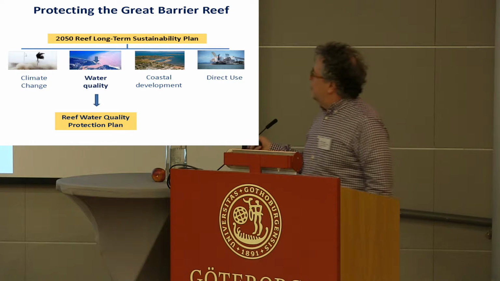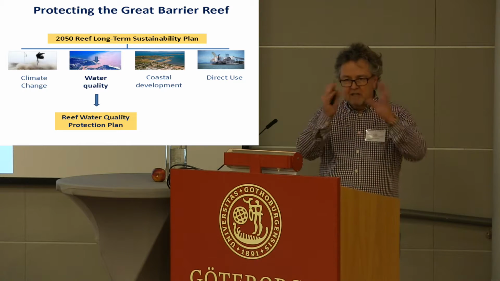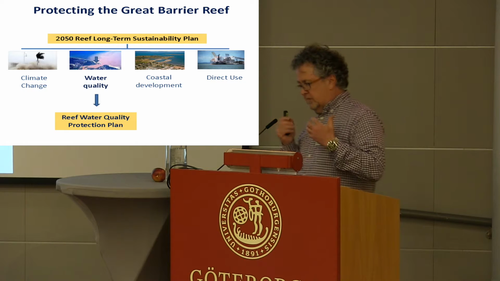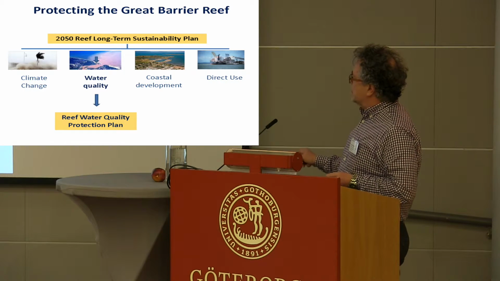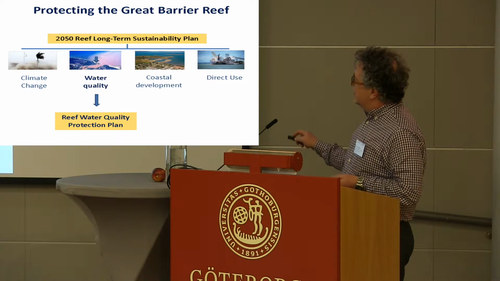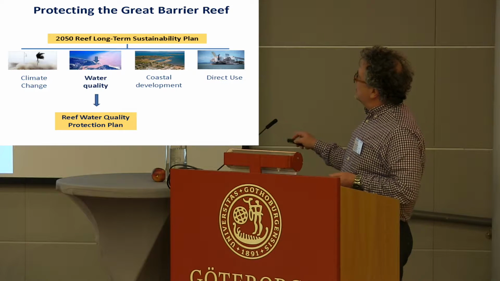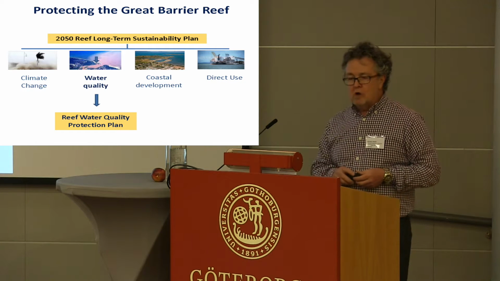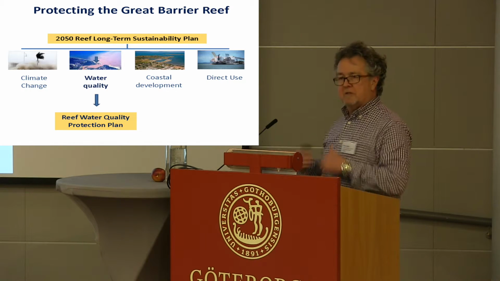And it was identified that water quality was a key issue that the Queensland government, that's the state government that owns all the land next to the reef, and the Australian government, could in fact make a significant difference to the water quality. And so they developed the Reef Water Quality Protection Plan. But obviously that's only dealing with the water quality issue. And so more recently they've developed this overarching 2050 Reef Long-Term Sustainability Plan to deal with all the multiple stresses that are affecting the reef.